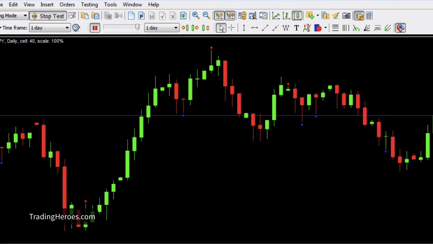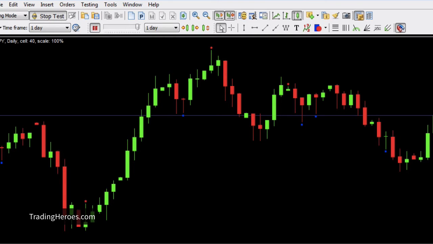Hello traders, this is Hugh, and in this video I'm going to show you how to identify real pin bars in Forex Tester 2 when you're backtesting. So first of all, I'm going to get into what's a pin bar, why is it important, and then I'll get into why you should identify so-called real pin bars.